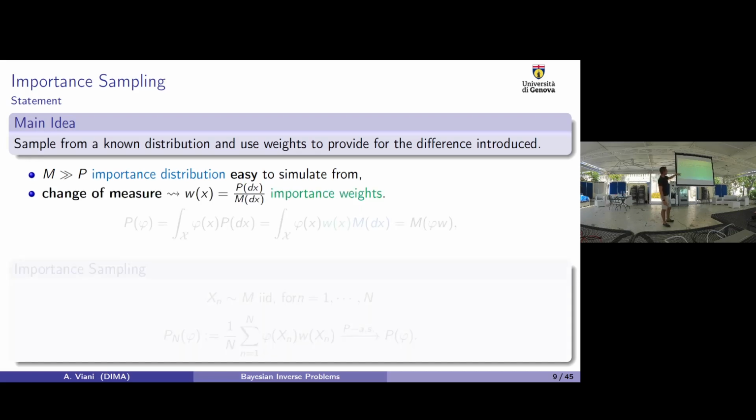So we can change the measure of our integral. We just practice a change of measure. And we have to introduce the so-called Radon-Nikodym derivative. We are just changing the measure. So we start with our first integral. We change the measure, introducing this M. And then, due to the fact that I'm changing the measure, I have to introduce the Radon-Nikodym derivative, that is the weight that fills the gap between P and M.